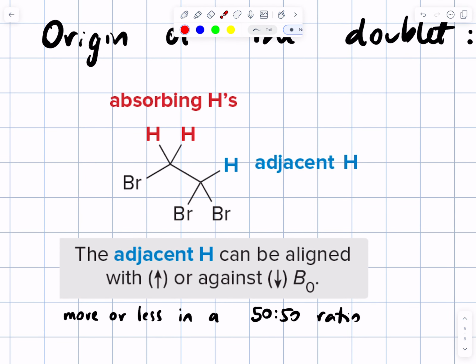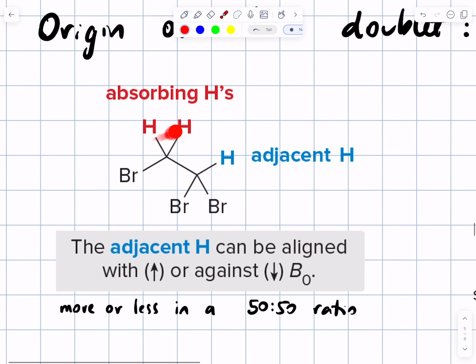So let's talk about the origin of the doublet. If you zoom in and look at this molecule, let's think from the perspective of the red protons what environment they experience and how that environment is influenced by the blue protons. So, in the presence of an external magnetic field, B0, there are two spin states that may be adopted by the adjacent blue proton. It may either be aligned with the external magnetic field or against the external magnetic field. And based on what we said in a previous lecture, the energy difference between those two spin states is small, such that you expect basically a 50-50 ratio of being aligned with versus against the external magnetic field for this adjacent proton. So from the perspective of the red protons, they experience two different environments.